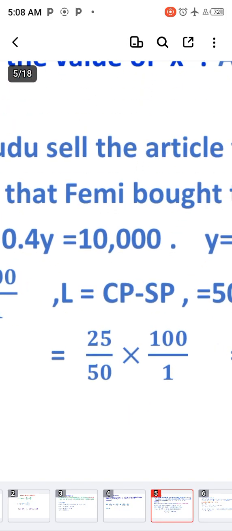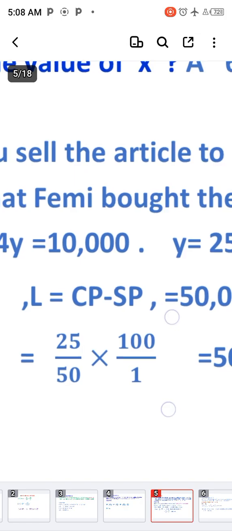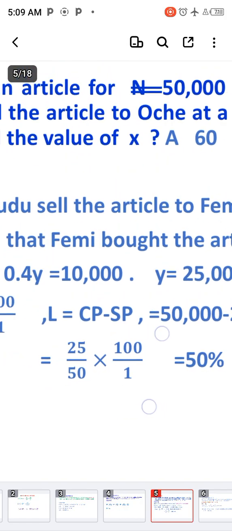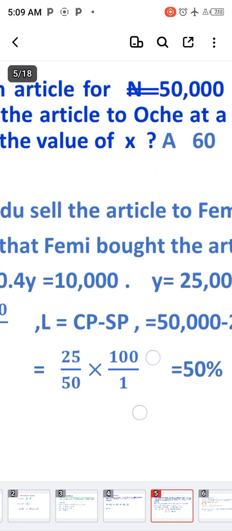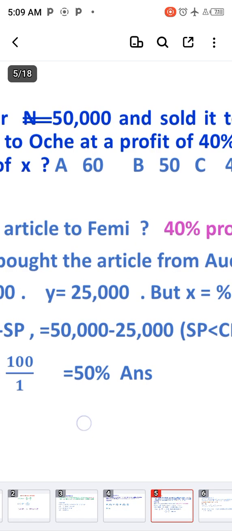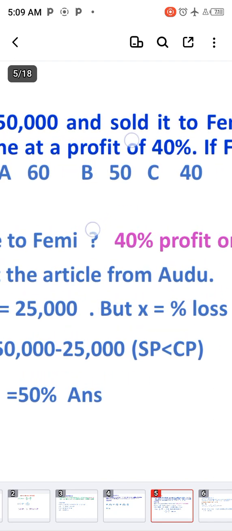So the percentage loss is 25,000, which is the loss incurred, over 50,000, which is the cost price of the article, times what? 100 over 1. When you solve this, you have 50%. So 50% is the percentage loss, and the right option is option what? Option B. Now we proceed without wasting time to the next question.